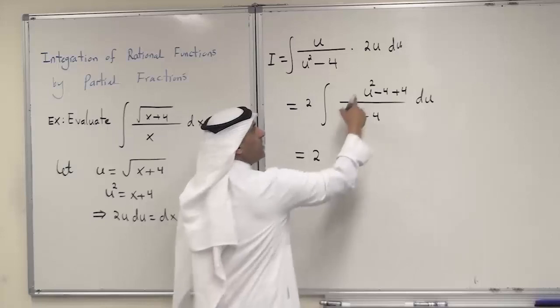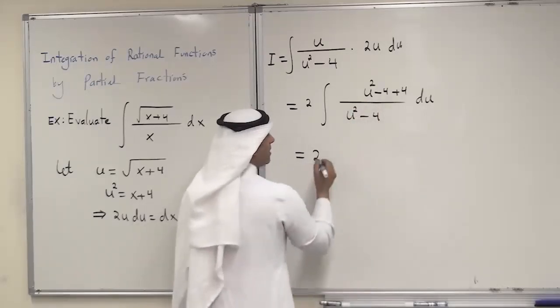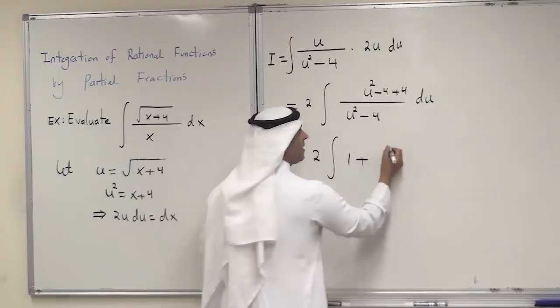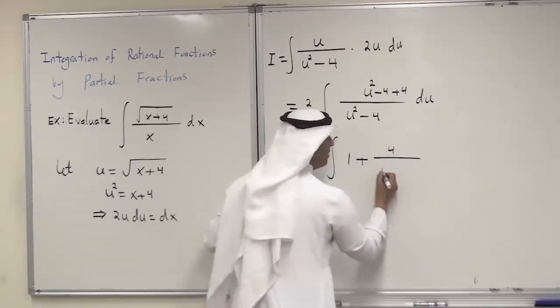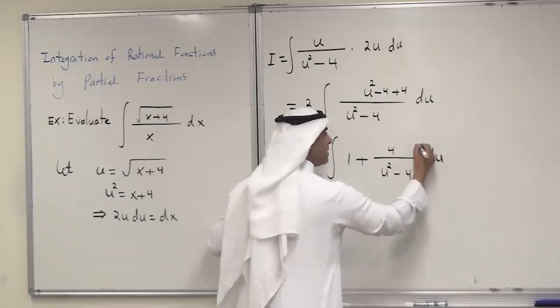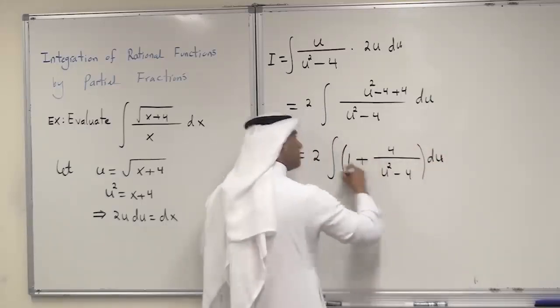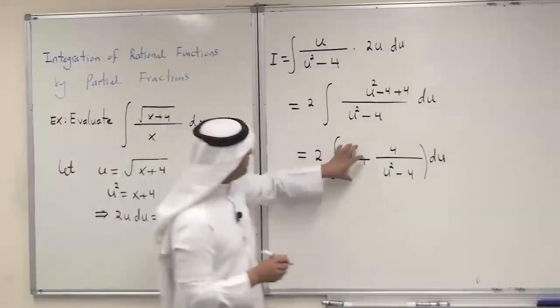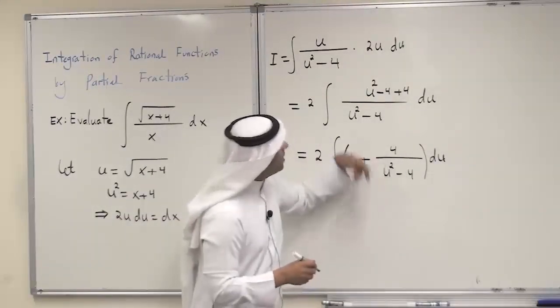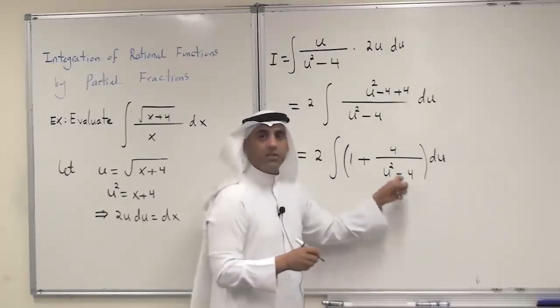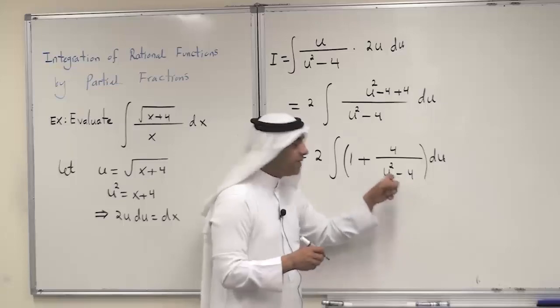2 times u squared minus 4 over u squared minus 4, that will be just 1, plus what do we have here, 4 over u squared minus 4 du. Okay, interesting. This is what we have. Now, let's come to the integrand. The first one is easy to be integrated. What about the second one? It's also easy to be integrated because this is one case of the partial fraction we did.